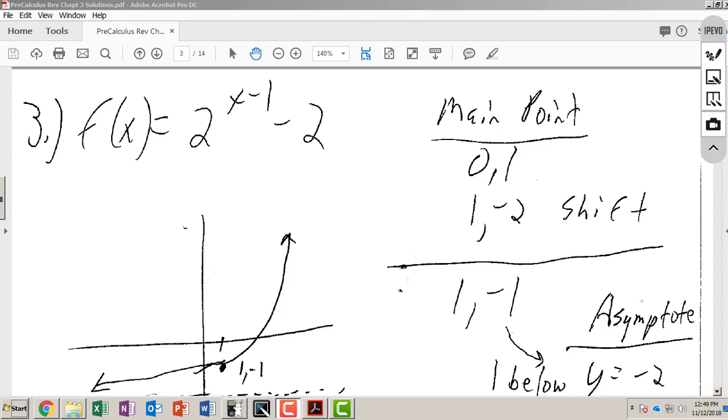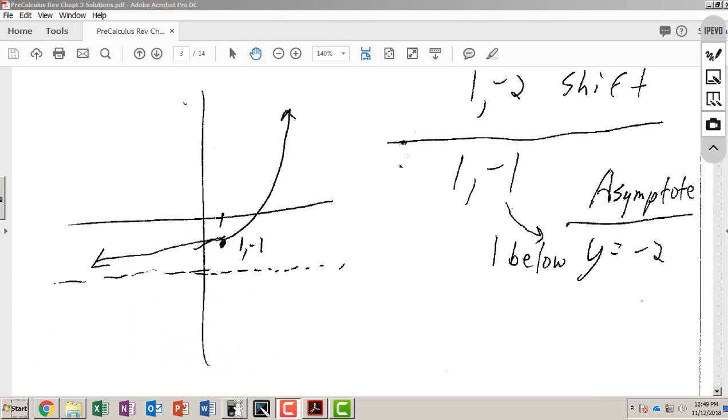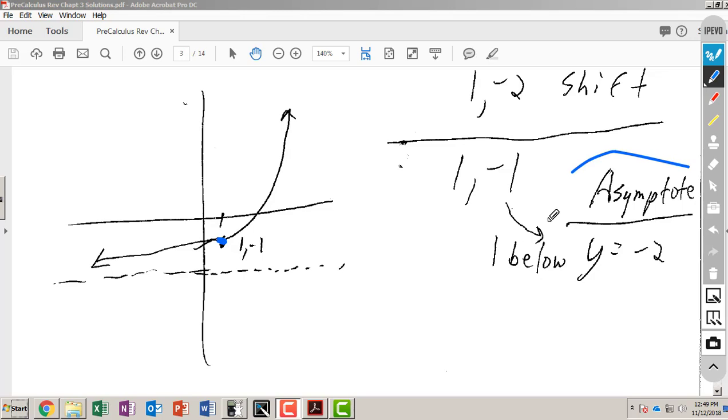So to graph this, I go to my main point, which is at (1, -1). So here I am at (1, -1), put my dot there. Remember your asymptote is 1 below that main point. So I go 1 below it, and I put in my dotted line. And then I just draw in that basic shape. And so that is what number 3 would look like, f(x) = 2^(x-1) - 2. That's what its graph would look like.